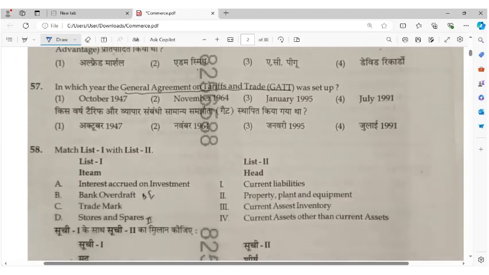Now the next one: in which year was the General Agreement on Tariffs and Trade, GATT, set up? This is also a factual question, so you can score in this type of question very easily. The option number D is right over here, July of 1991. Clear? Now the next question.